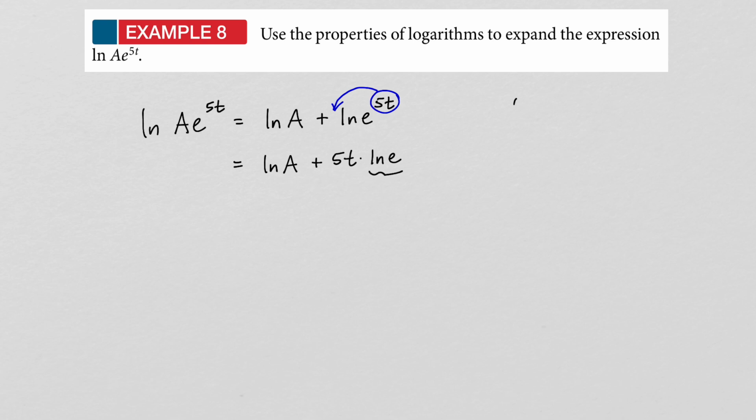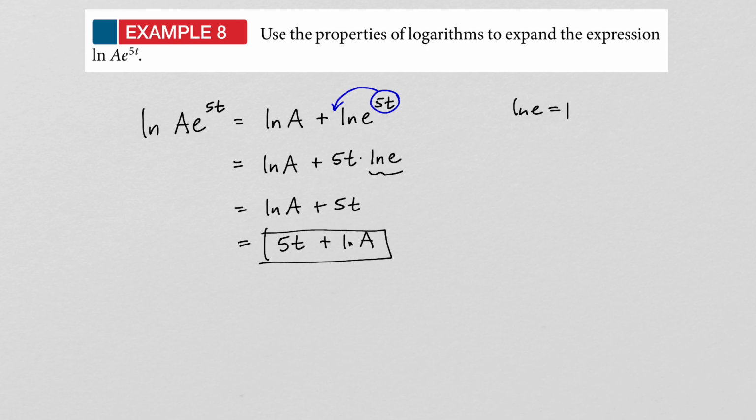And we know the natural log of e is equal to 1. So this simply becomes the natural log of a plus 5 times t. And sometimes it's a little bit better to just turn this around and say that this is 5t plus the natural log of a. And the reason we do this is because sometimes when you have something after a logarithm like this, people will think that we're taking the log of both of these things. But it's actually just the log of a, natural log of a, and then plus 5t.